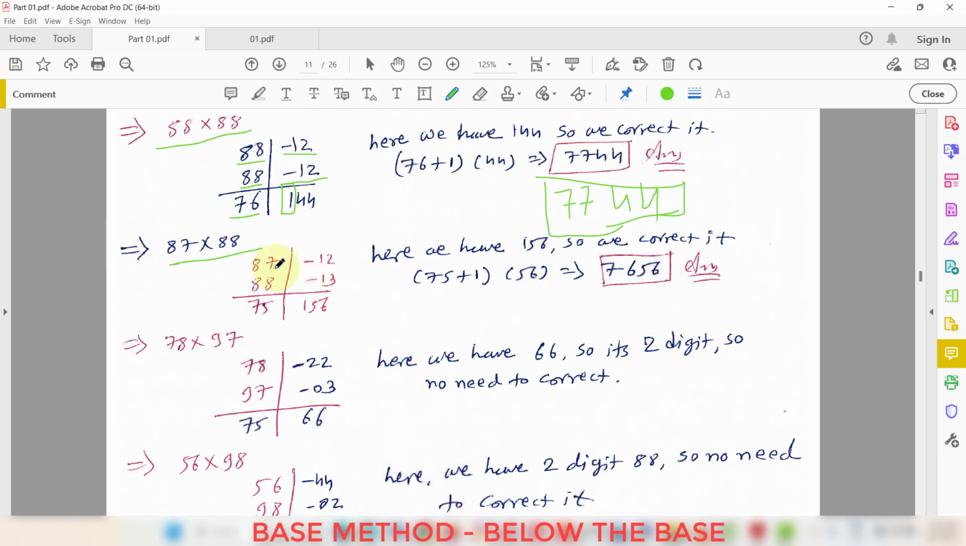Then after that, 87 times 88. So 87 is below 100 by how much? 12. 88 is below 100 by how much? 13.